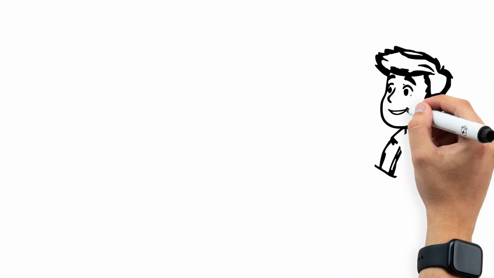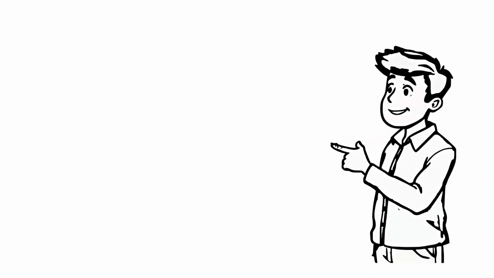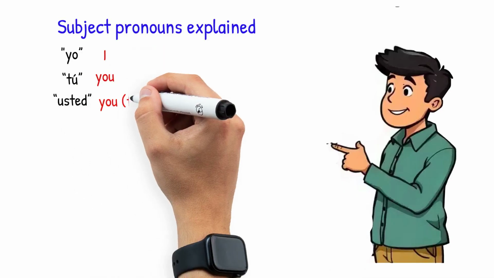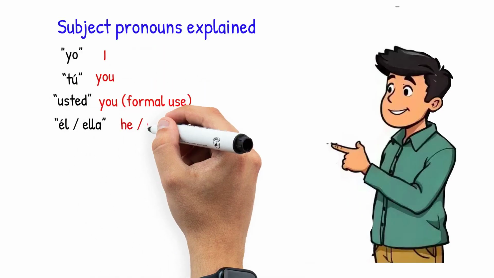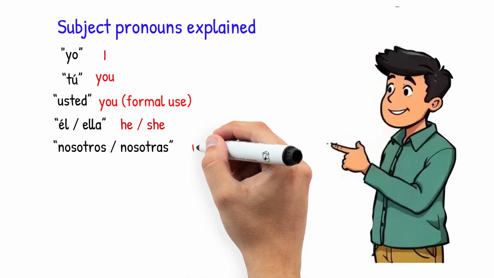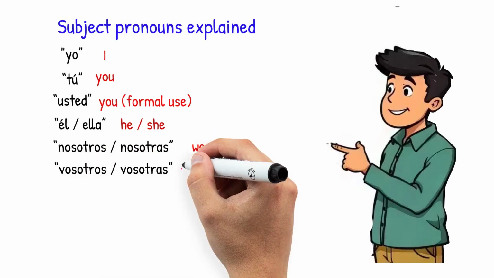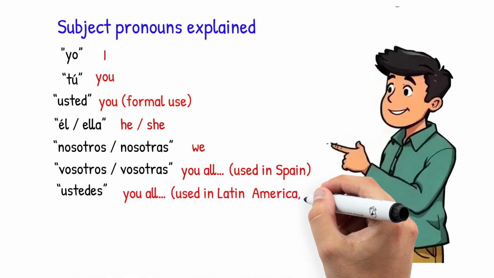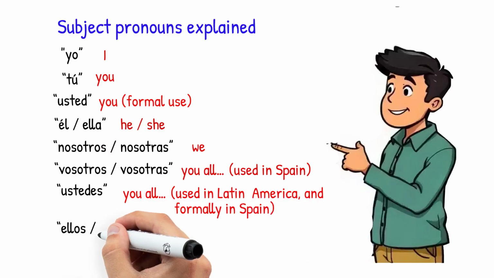Yo, I. Tú, you, informal, used with friends, family, people your age. Usted, you, formal, used with strangers, elders, professional settings. Él, ella, he, she. Nosotros, nosotras, we. Vosotros, vosotras, you all, used mainly in Spain. Ustedes, you all, used in Latin America and formerly in Spain.